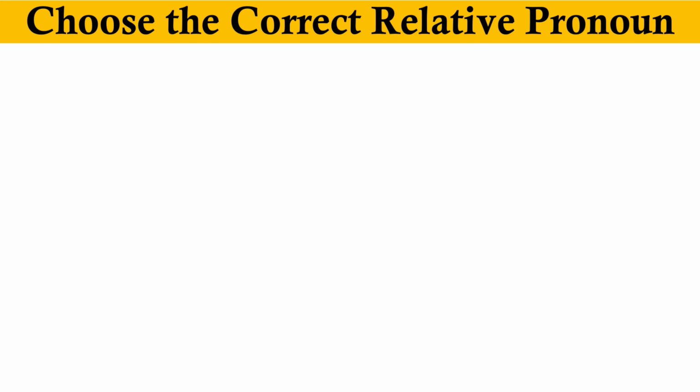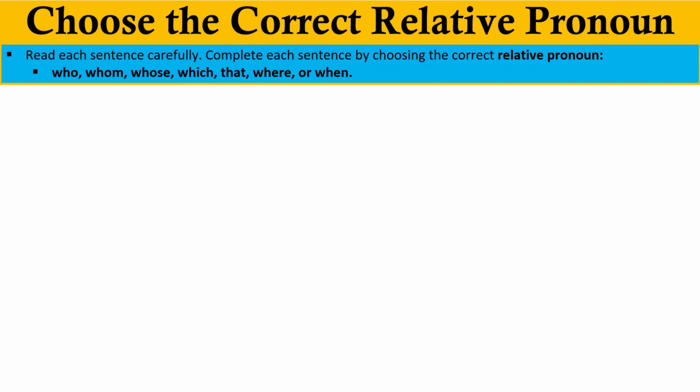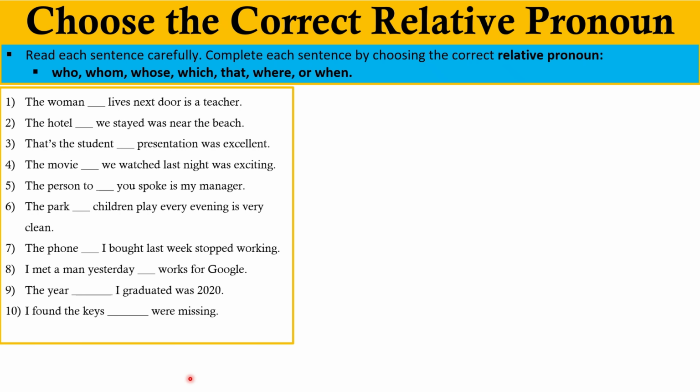Let's move on to our next practice. Complete each sentence with the correct relative pronoun. Who, whom, whose, which, that, where, or when. Read each sentence carefully and think about what the clause describes. Are we talking about a person, a thing, a place, time, or possession? You can pause the video now to complete the sentences and then continue to check your answers on the next slide.